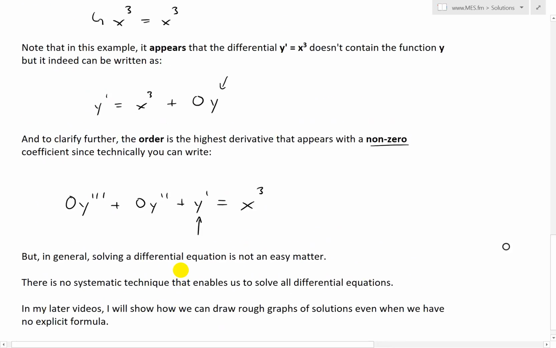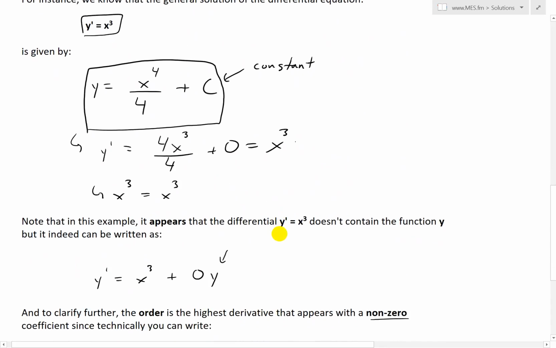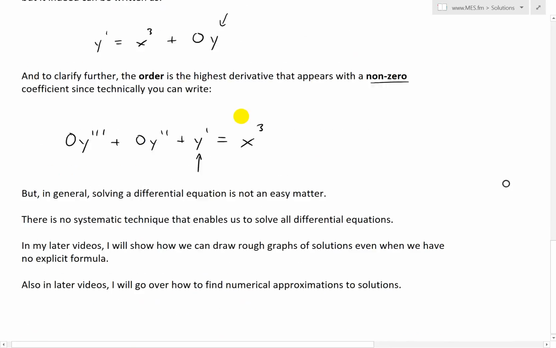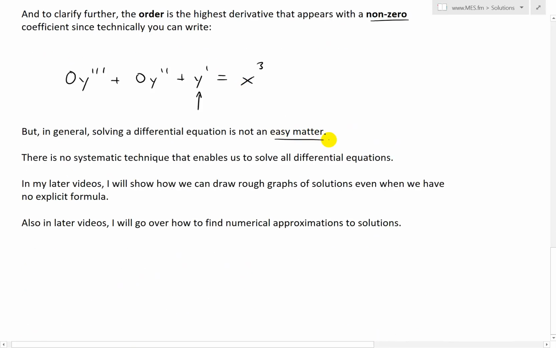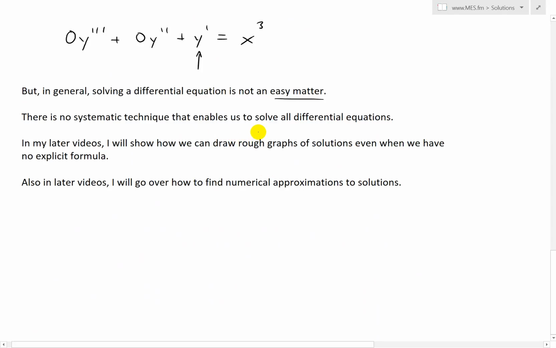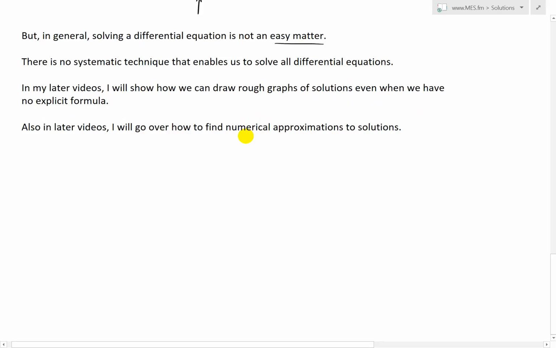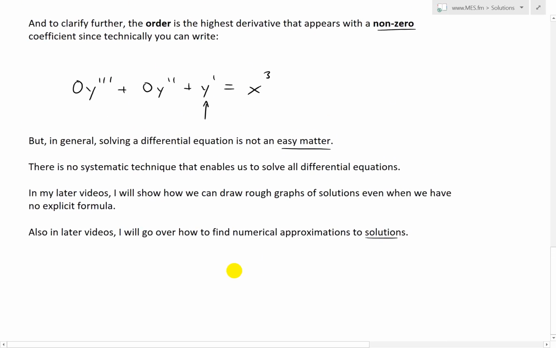Anyways, this was a pretty straightforward solution to this differential equation, but in general solving a differential equation is not an easy matter. There is no systematic technique that allows us to solve all differential equations. In my later videos, I'll show how we can draw rough graphs of solutions even when we have no explicit formula. I'll also go over how to find numerical approximations to solutions, because most of the time you will just have to approximate.